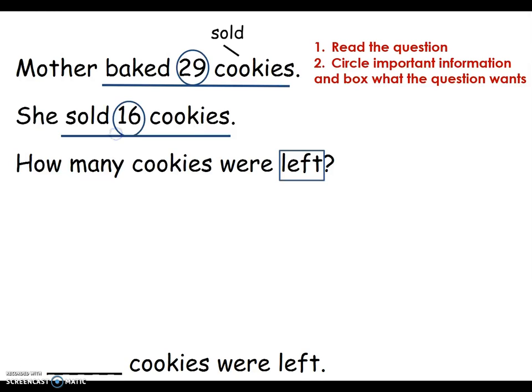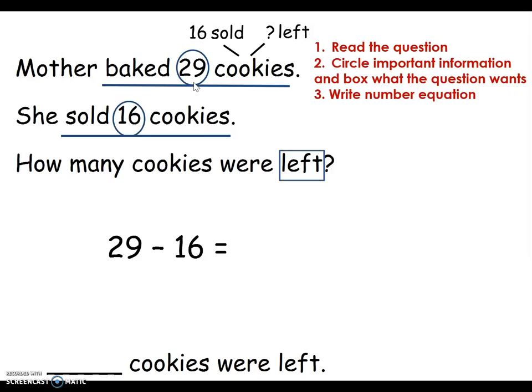So I know that she baked some cookies and she sold some and she had some left. Okay, so part, whole. So how many sold? 16. And how many left? This is what we need to find. So what should I do? So at first she has 29, right? So after selling this, after taking away this, that's what we have left. So take away. So what's my number equation? 29 minus 16. Very good.